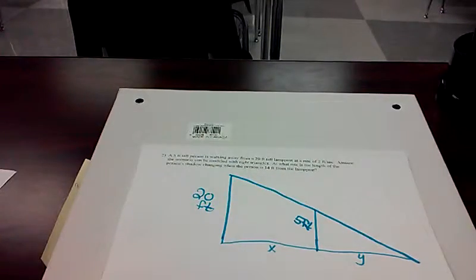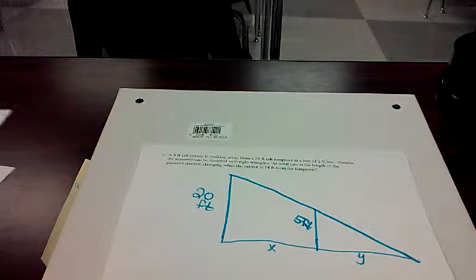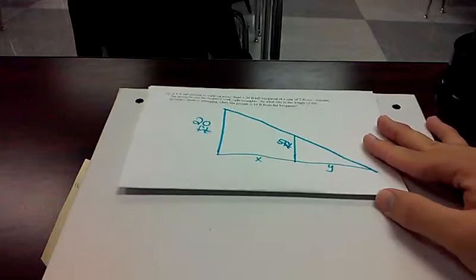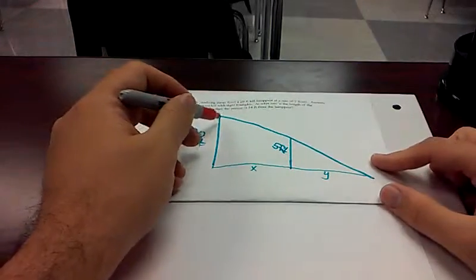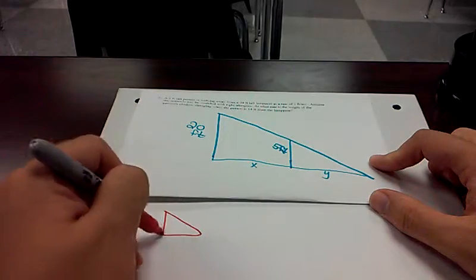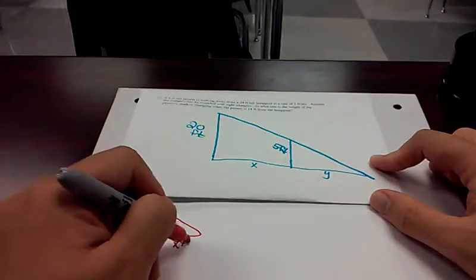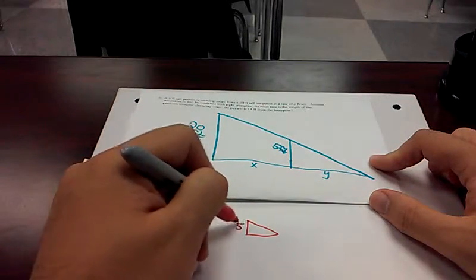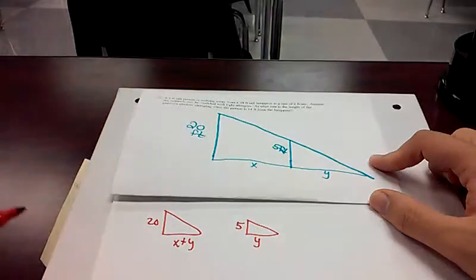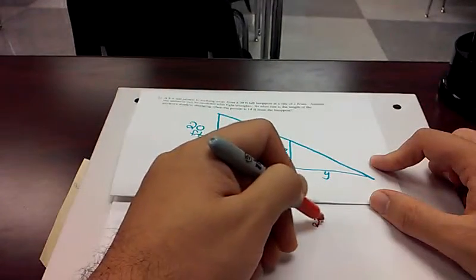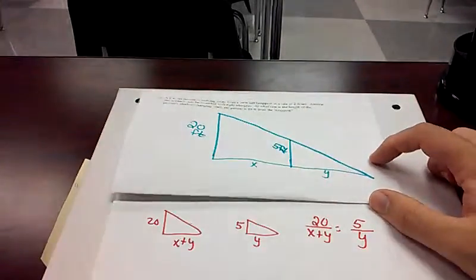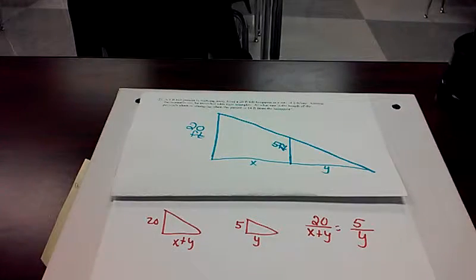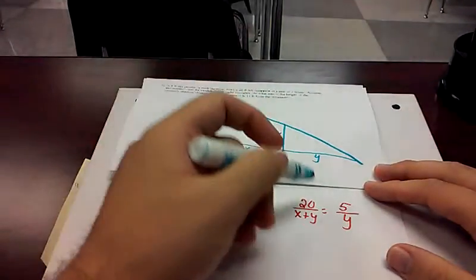All right, hopefully you notice that there are some similar triangles here, and that's what I'm going to use to solve it. It's not just one right triangle, so I'm not going to just use the Pythagorean theorem for this. So let's see. My big triangle would be 20 with a base of x plus y, and my small triangle would be 5 with a base of y. So if I were to set up a proportion, I would say that 20 over x plus y is equivalent to 5 over y. Well, there's my formula. So let's do some cross multiplying, and then we can do implicit differentiation.